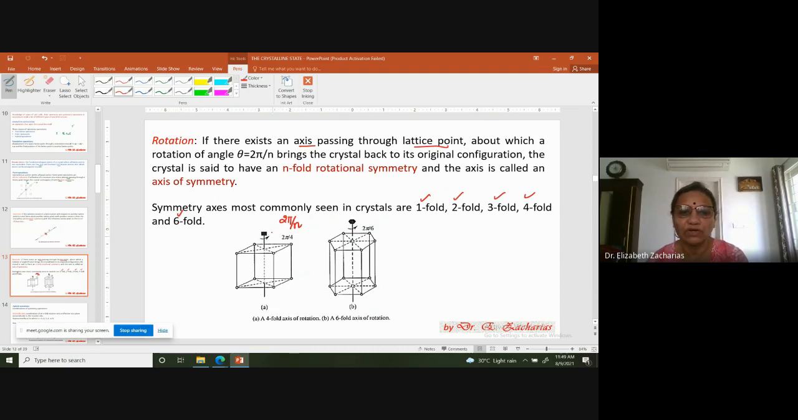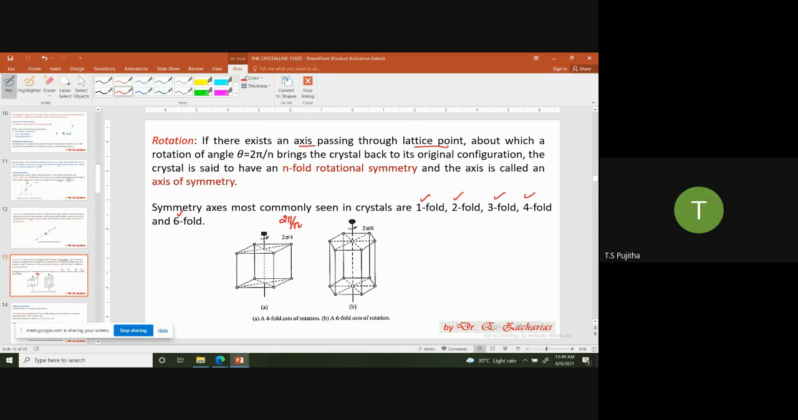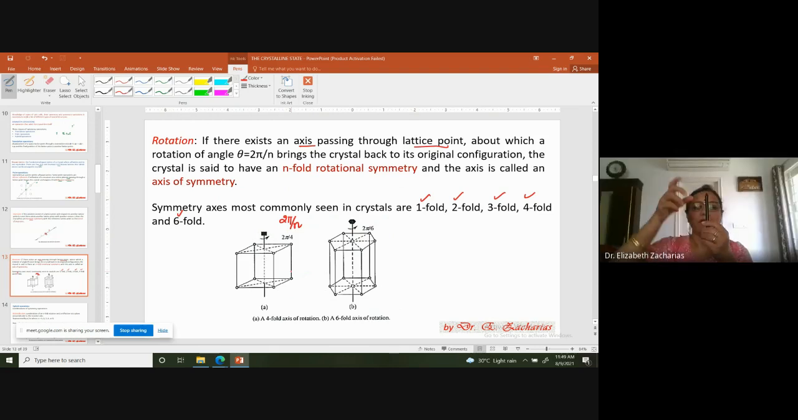Okay, now look at this. What does this mean? Let us see. If n is equal to 4, as in this picture, what is 2 pi divided by 4? It is 90 degrees. When I turn it by 90, I get the original structure. When I turn it by another 90, again I get the original structure. If I turn it by another 90, I get the same structure. If I turn it by another 90, I come back to the original position.